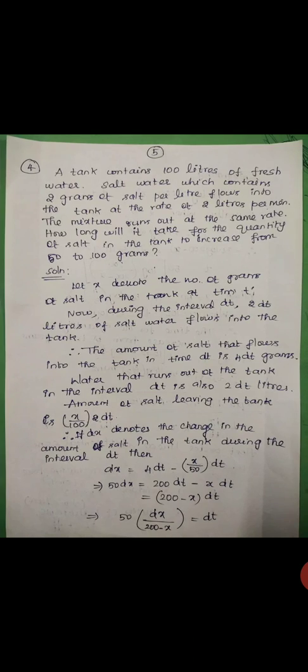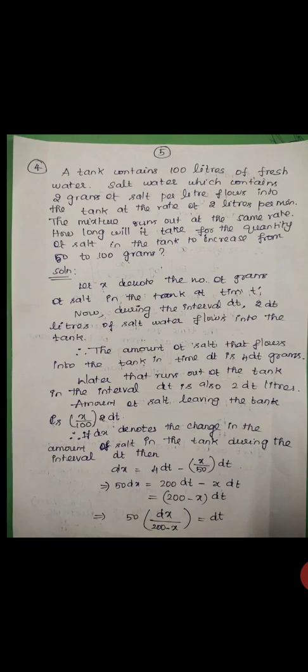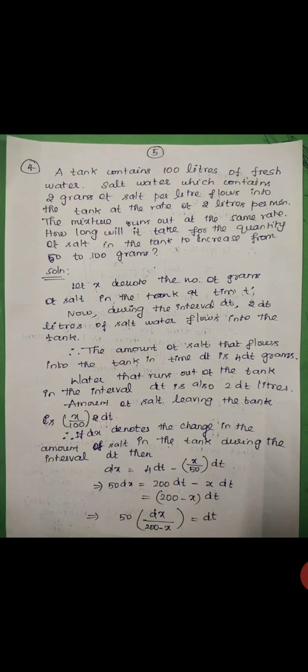Integrating on both sides. The integration of dx by x is log x. Here, dx by 200 minus x: in front of x we have a negative sign. Therefore, how to integrate this one? Already we have 50, I keep it as 50, log of 200 minus x. It is negative, so I write minus 50 log of 200 minus x.